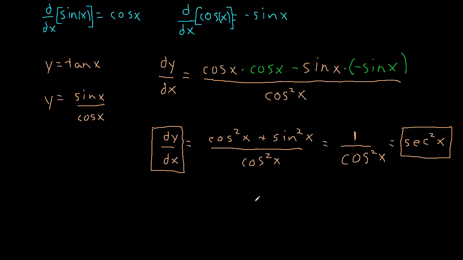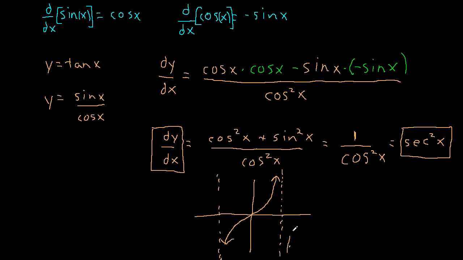Tangent does something like this, doesn't it? Okay? And then you have these asymptotes at, I think that's pi over 2, and I think this is negative pi over 2, and then it does that some more out here, and it just kind of does this forever and ever in both directions. Well, what is this saying?